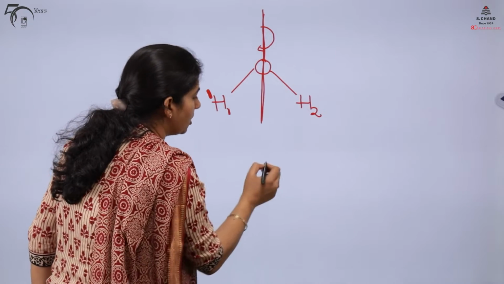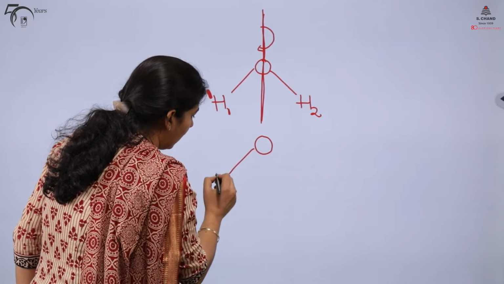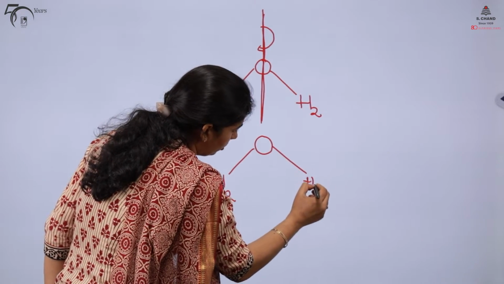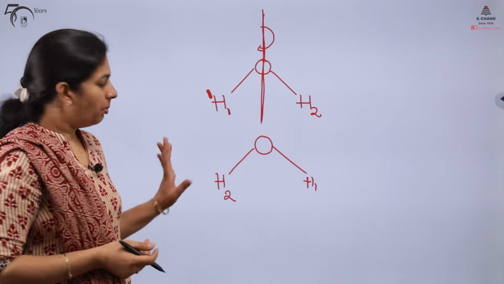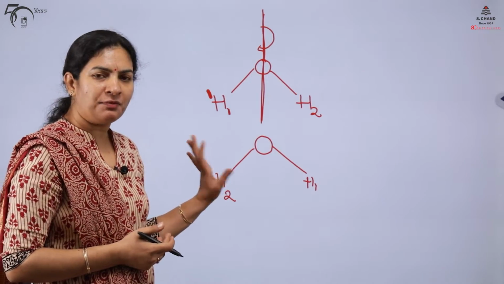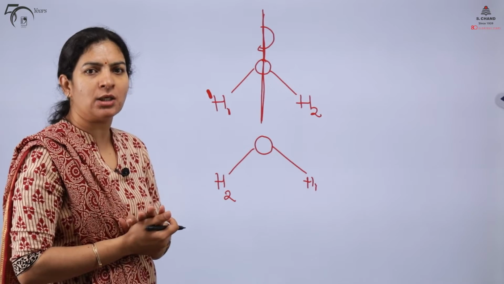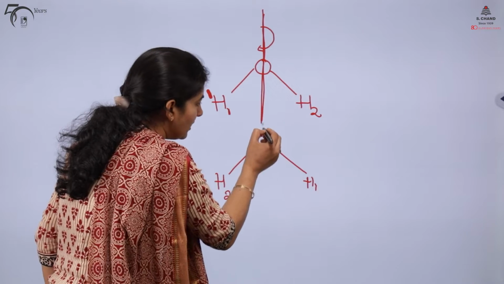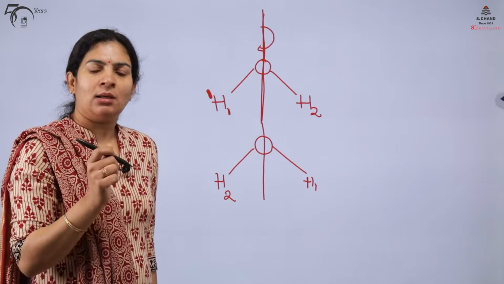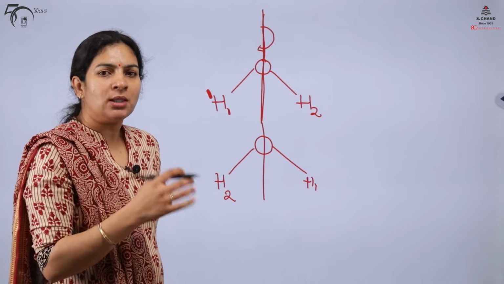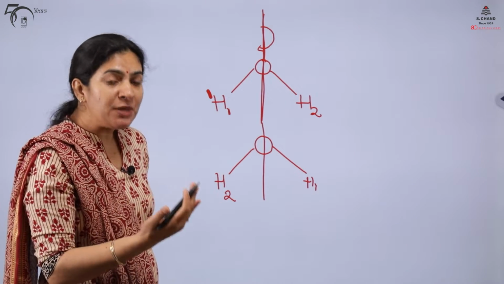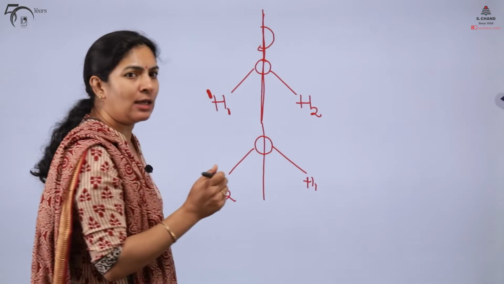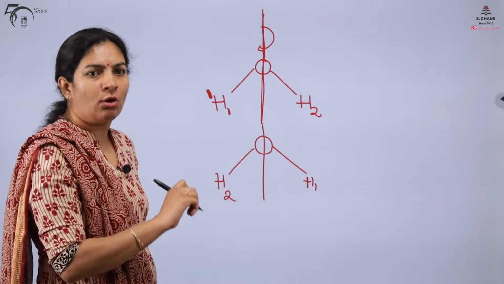Now, upon rotation by 180°, what will happen? Hydrogen 2 will come here and hydrogen 1 will go there. But the kind of arrangement we have is identical to what we had here because both the hydrogens are indistinguishable. So, we can say that in a complete cycle of 360°, water shows identical appearance twice. So, we can say that it has a C2 axis of symmetry.